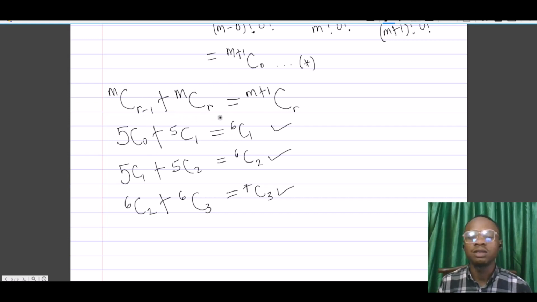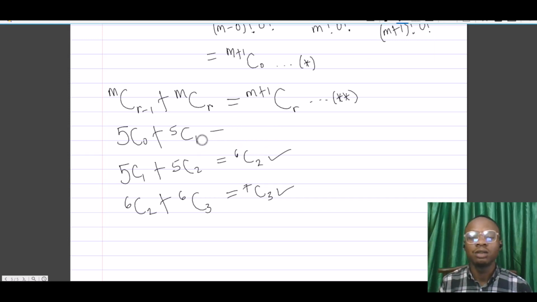Add 1 to this, it gives us 6. The higher of 0 and 1 is 1. Add 1 to this, it gives us 6. The higher of 1 and 2 is 2. Add 1 to this, it gives us 7. The higher of this and this is 3. So this is a general observation about combination. We can call this equation star star. Okay. So we have verified that equation star star is actually true.